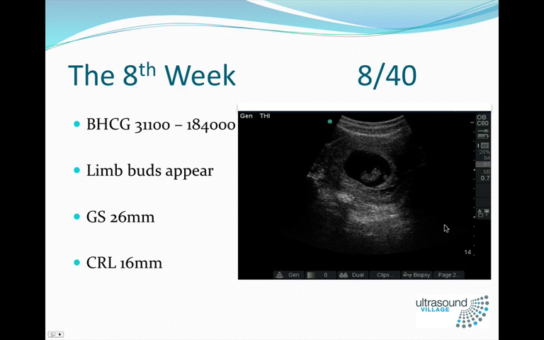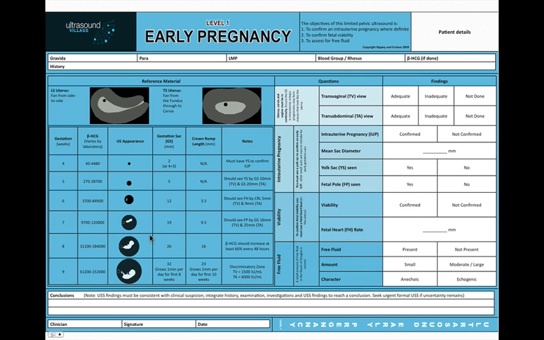Here's another one. Watch this little heartbeat. Yolk sac still there. Head this end. Little limb buds here. Heart in the middle, ticking away. That's a normal 8-week pregnancy. Okay. 8 weeks, starts looking a little bit like a baby, 16 millimeters long.